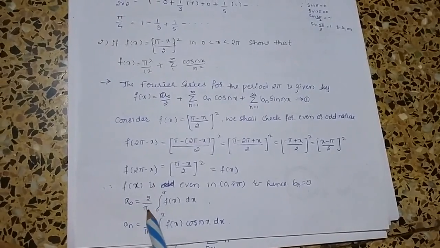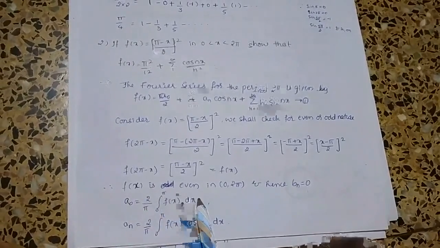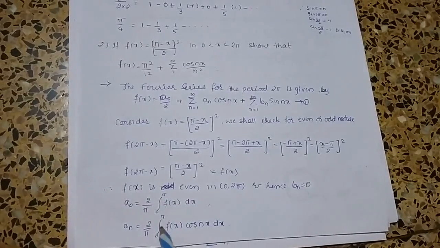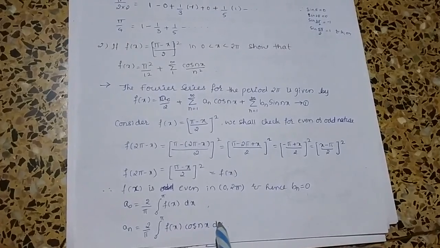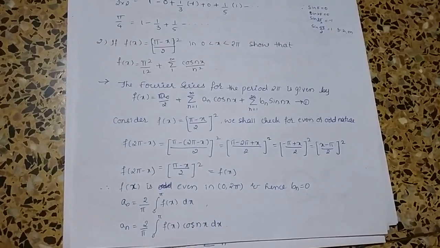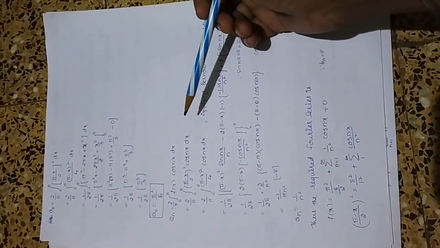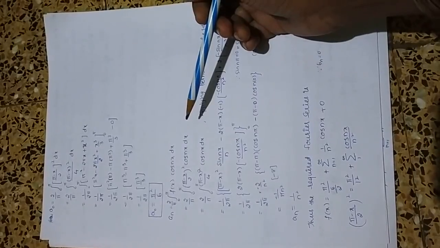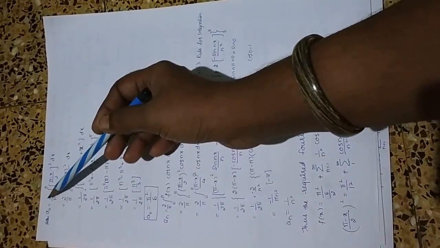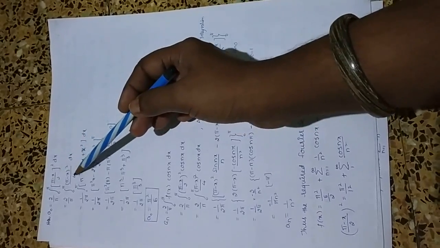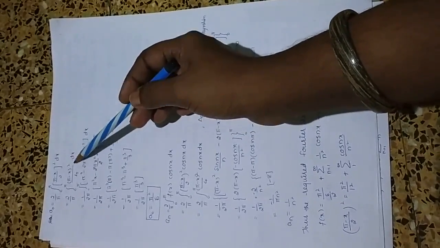a0 equals 2 by pi integration 0 to pi f of x dx. an equals 2 by pi integration 0 to pi f of x cos nx dx. We shall find these a0 and an by substituting the function f of x equals pi minus x upon 2 whole square. a0 equals 2 by pi integration 0 to pi of pi minus x whole square upon 2 whole square dx, where 2 square is 4.